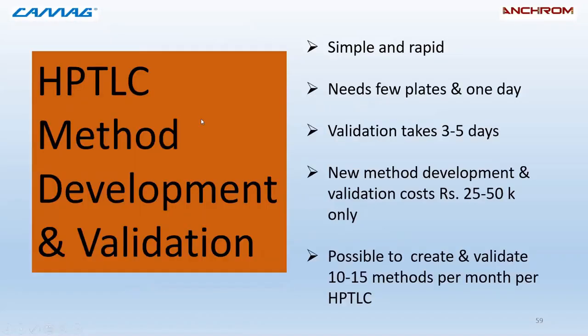Now, HPTLC methods and validation. It is a very simple and rapid technique, needing very few plates and 1 day. Then validation takes 3 to 5 days. New method development and validation costs only 25 to 30,000 rupees, so it is very cheap compared to other techniques. It is possible to create and validate 10 to 15 methods per month on HPTLC.